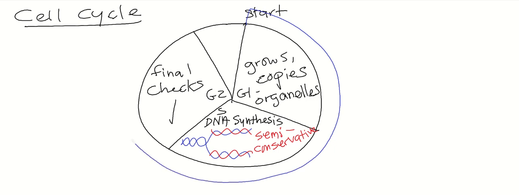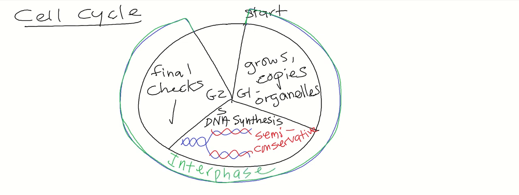So G1, S, and G2, they all make up what's known as interphase. I should have picked a different color because I already used blue for DNA. Oops. All right, so this is all known as interphase, and together G1, S, and G2, interphase is when the cell is doing its normal functions, its normal jobs. So like a muscle cell might help in movement, nerve cells might help in communicating, and so on. So all of that normal functioning happens in interphase.